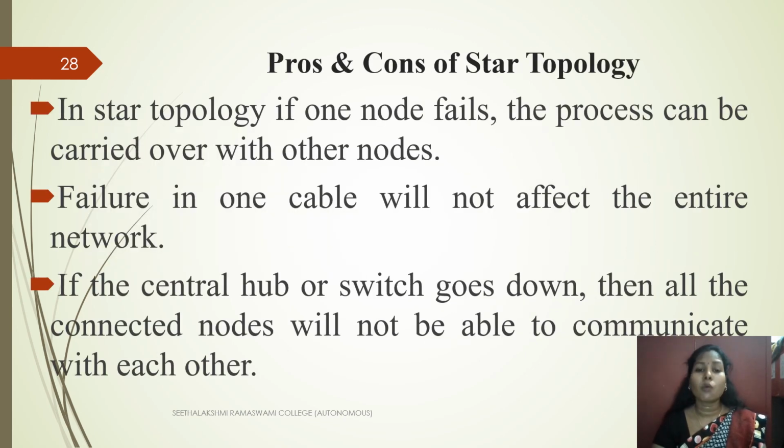Now what are the pros and cons of star topology? In star topology, if one node fails, the process can be carried over with the other nodes. So failure in one cable will not affect the entire network, and if the central hub or switch goes down, then all the connected nodes will not be able to communicate with each other.